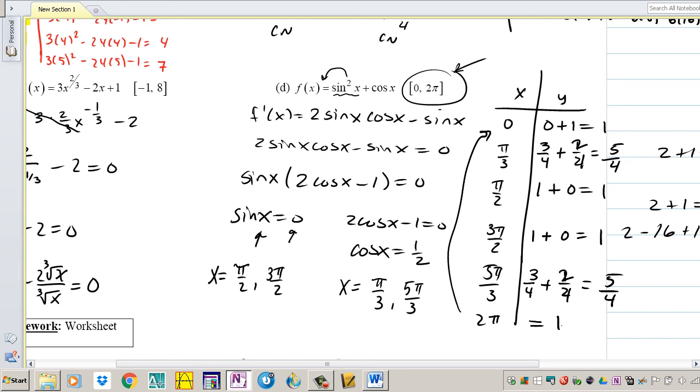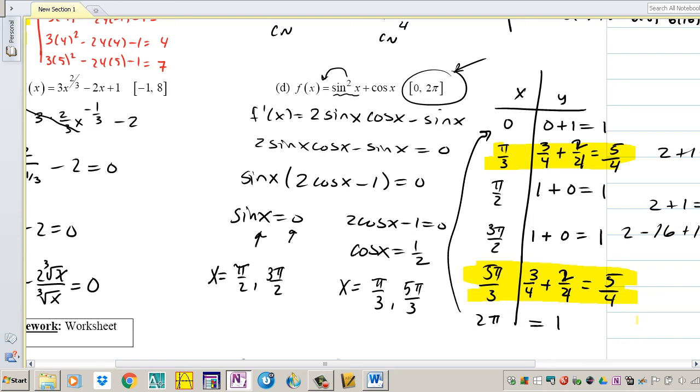So, what are my maximums and what are my minimums? I have a maximum at 5/4. So at x equals pi over 3 and 5 pi over 3, I have a maximum.